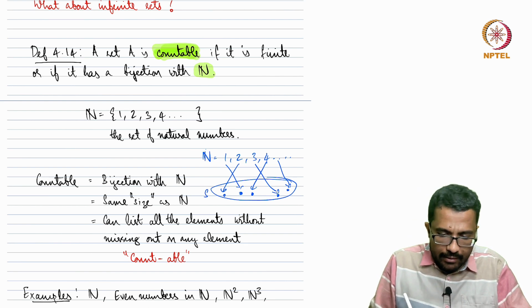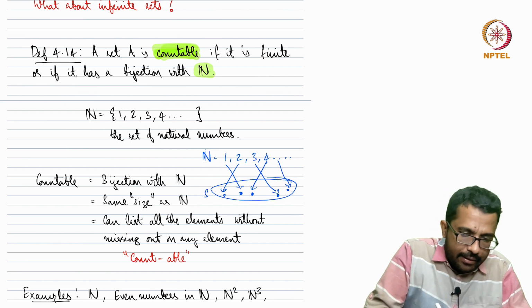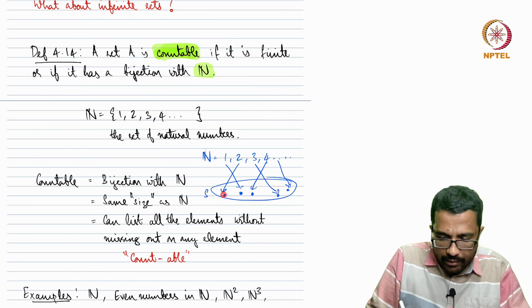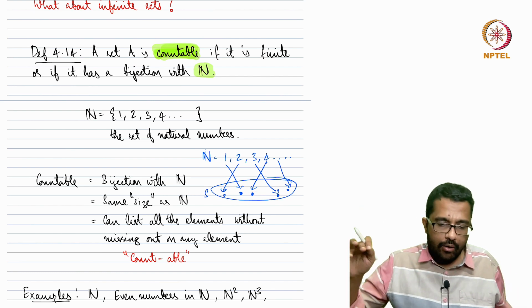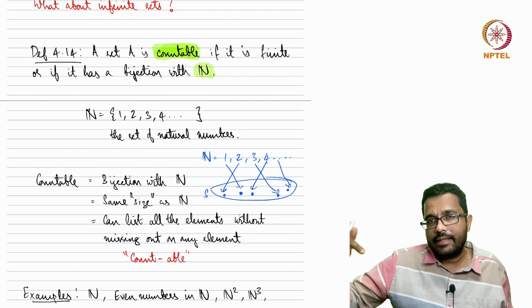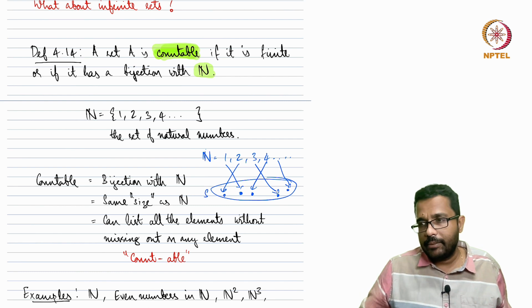So in other words, we can think of it as calling one element the first element, this element the second element, this element the third element, and this element the fourth element, and so on. So in a way, we are kind of labeling the elements in S one by one. This is the first element, this is the second element, this is the third element, this is the fourth element, and so on.